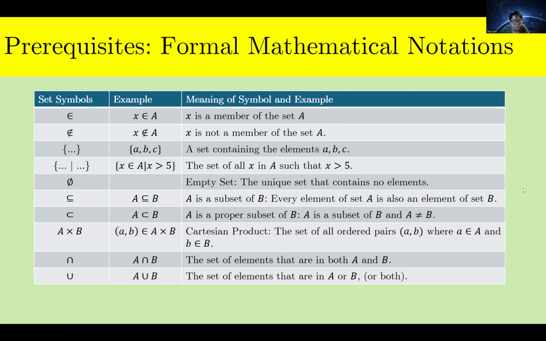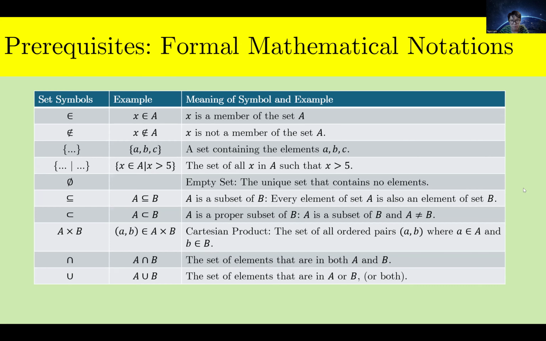The next one is A is a proper subset of B. That means A is a subset of B, but A is not equal to B. You may also say that every element of set A is also an element of set B, but not every element of set B is in A, okay? For example, {1} is a proper subset of R, but you can't say that R is a proper subset of R, though R is actually a subset of R, okay?